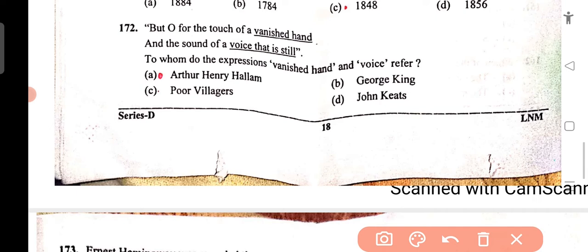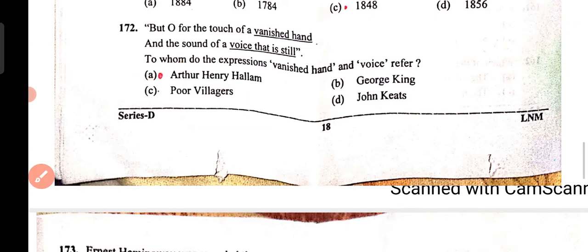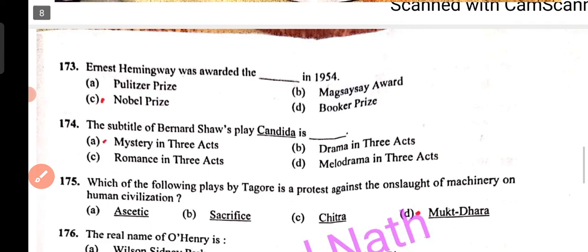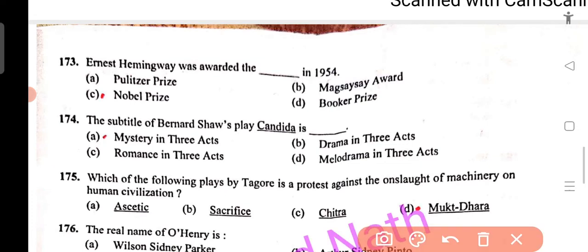Its option A will be the correct one: Arthur Henry Holland. Now the next question, number 173: Ernest Hemingway was awarded the Nobel Prize in 1954. Option C will be the correct. 174: the subtitle of Bernard Shaw's play Candida is A, Mystery of the Three Acts.